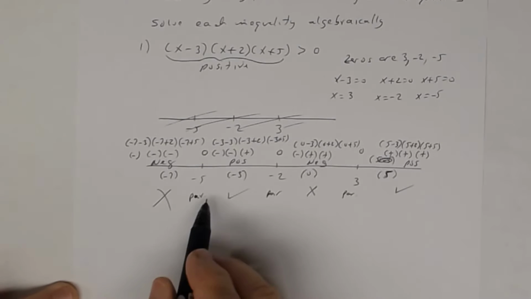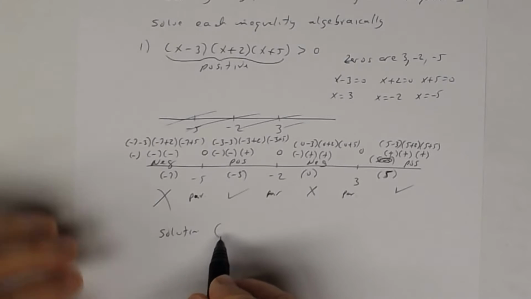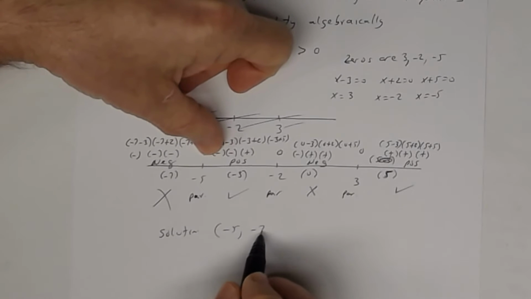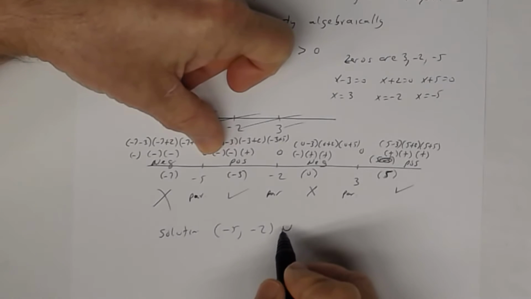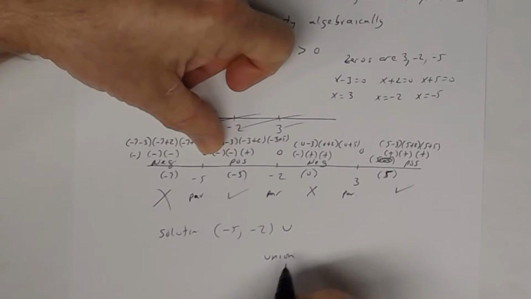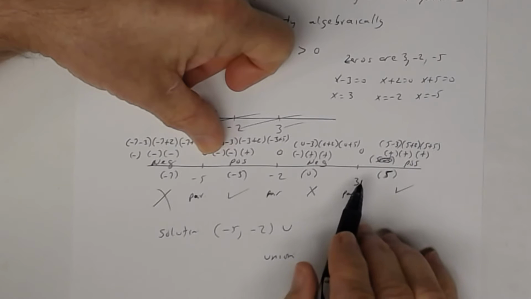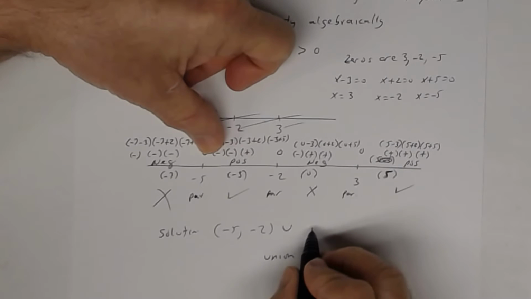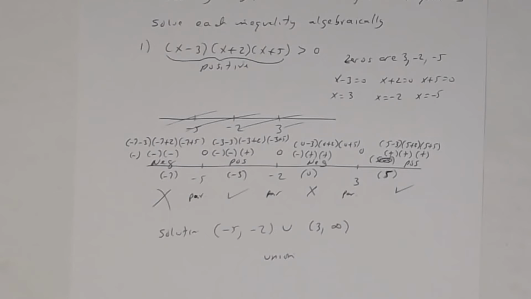So here's how you're going to say it. Your solution: parentheses -5 to -2, that interval. Don't forget to use the symbol for union. And then the next one is 3 to infinity, so union 3 to infinity. Okay? And that's it. So there's your solution.